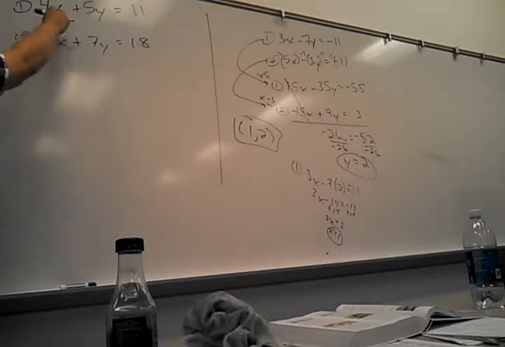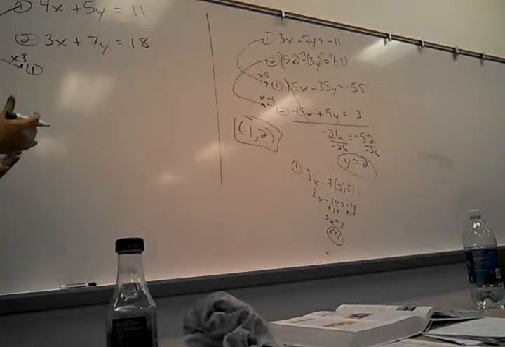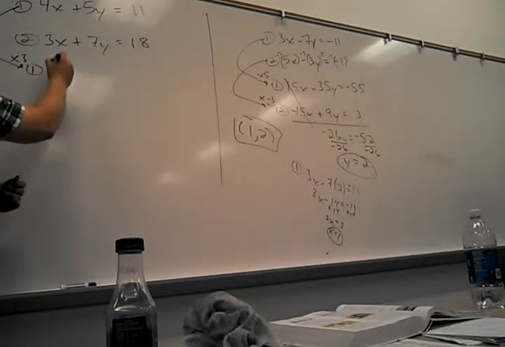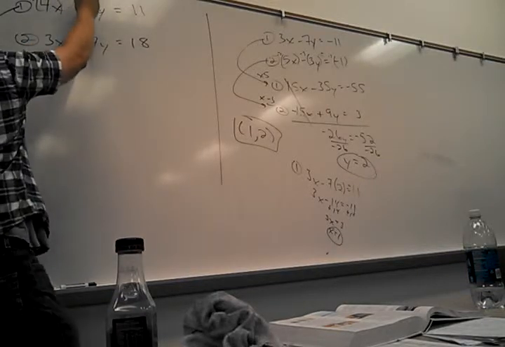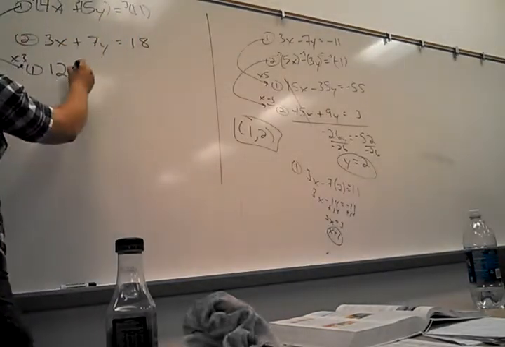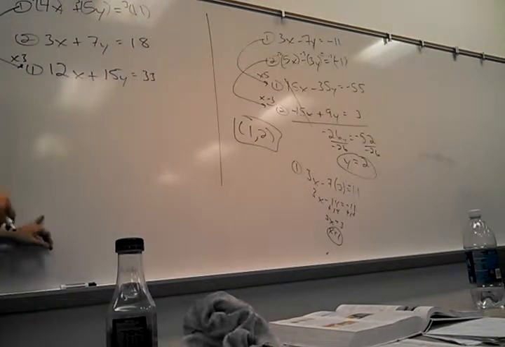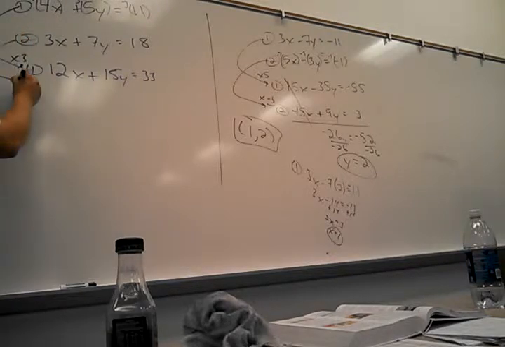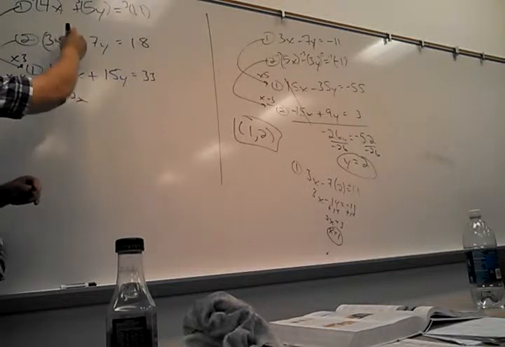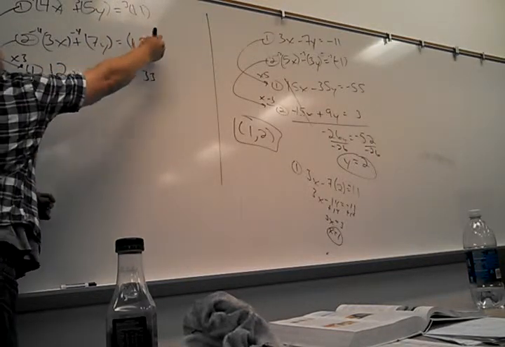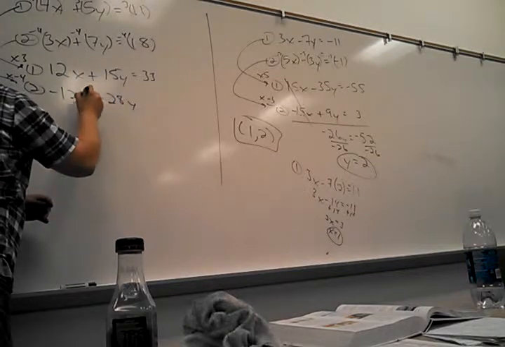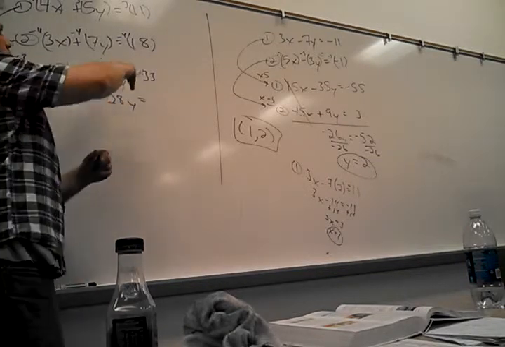So between the x's, what's the LCD going to be? 12. So what are you going to multiply the first one by? 3. Good. You can multiply by 3 or negative 3, as long as one of them you multiply by negative. So if I multiply the first one by a positive 3, so 3 times this, 3 times that, 3 times that, 12x plus 15y, 33, good. And then I've got to multiply the second one by negative 4. Negative 12x, and negative 28y equals negative 72.